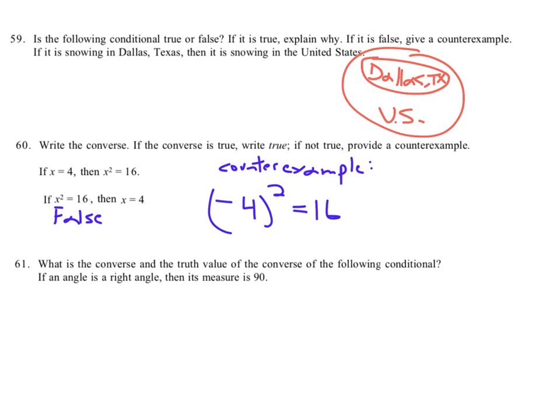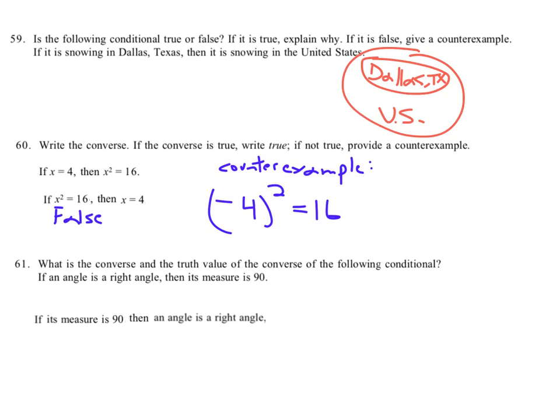Okay? Now, number 61, what is the converse and the truth value of the converse of the following conditional? Let's do the same thing that I just did before, which is to trim off the if, and now I'm going to screen grab the conclusion of this one and put it as the hypothesis. If its measure is 90, then an angle is a right angle. Okay? If its measure is 90, then an angle is a right angle.